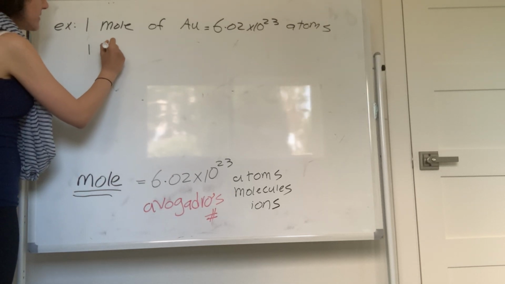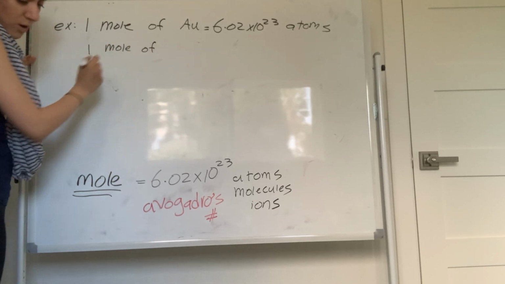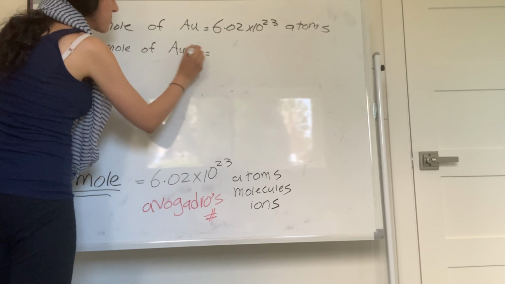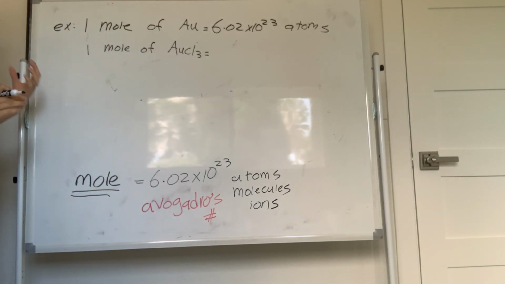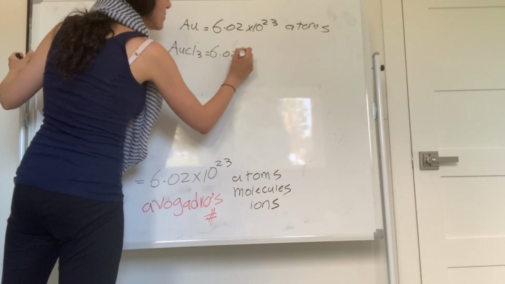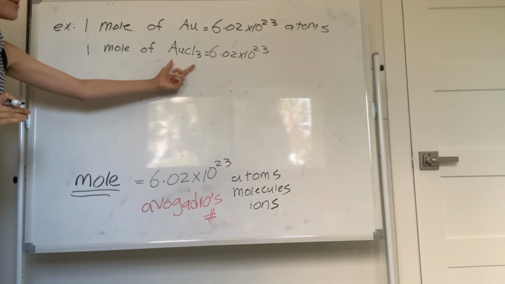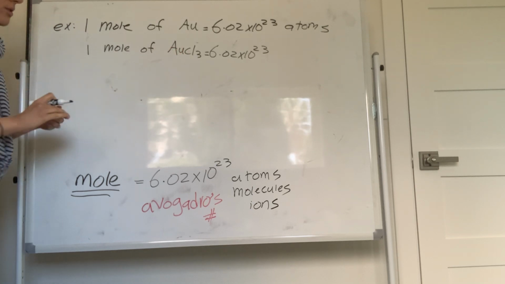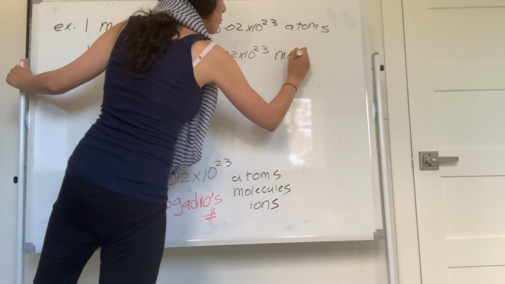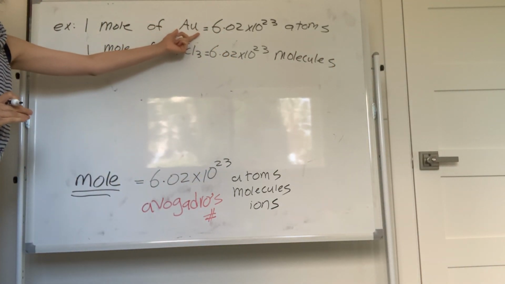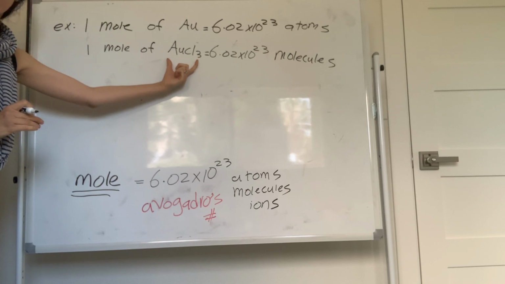Now, if I say I have 1 mole of AuCl3, if I say I have 1 mole of gold 3 chloride, then what do I mean? That means I have 6.02 times 10 to the 23rd what? What is gold chloride? Gold 3 chloride is a molecule. That means I have 6.02 times 10 to the 23rd molecules. Because gold, this is an atom, right? Now this is a compound, this is a molecule.